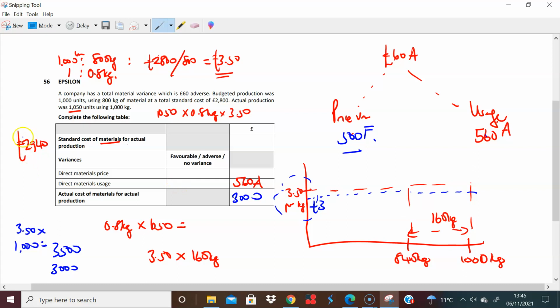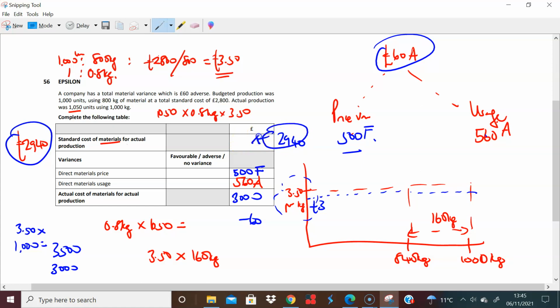You can probably see the difference already. The difference between the actual cost and 2,940, because I know the overall variance is 60. So I could have started from here, found this 3,000, deducted 60, and I'd be at 2,940. Or you could say the price variance is 500 favorable. So going back, 3,000 minus 60, you should have spent 2,940 overall. I've worked it out, but I've also shown that you could have worked backwards from here. So you have 2,940 here, but you could have done it in two ways.